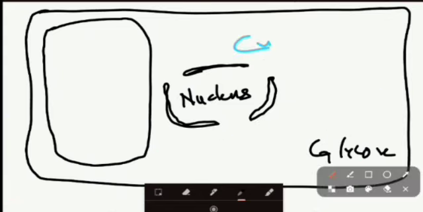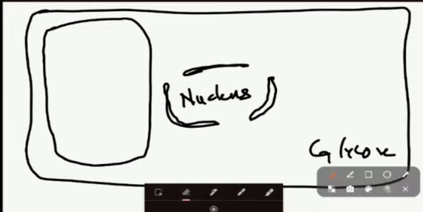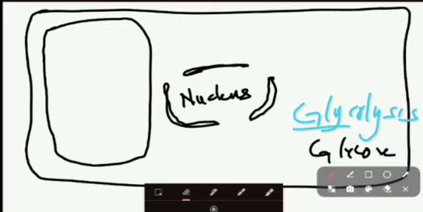So the glucose enters into the cytosol, and then in this cytosol, what happens there is glycolysis, which I'm going to write on the screen now. The word is very simple. Glyco means glucose, and lysis means breakdown. Whenever you hear lysis, it simply means breakdown. So glycolysis simply means breaking down of glucose. That is where that happens.